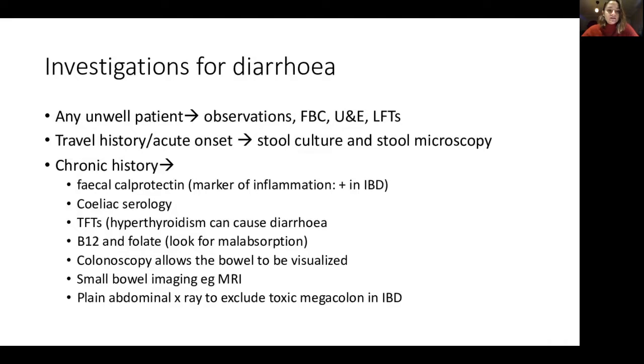And then, whereas if it's a chronic history, so you're not thinking about an infectious cause, but more maybe an inflammatory and autoimmune cause, you can do a fecal calprotectin, which would be positive in inflammatory bowel disease. You could do a serology for celiac disease, so you're looking for antibodies in the blood. I've got some more information about that. You could do thyroid function tests. Patients with hyperthyroidism can have diarrhea, whereas hypothyroidism can cause constipation. You can measure the levels of B12 and folate to look for malabsorption.